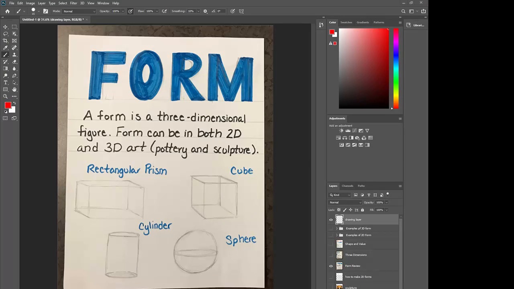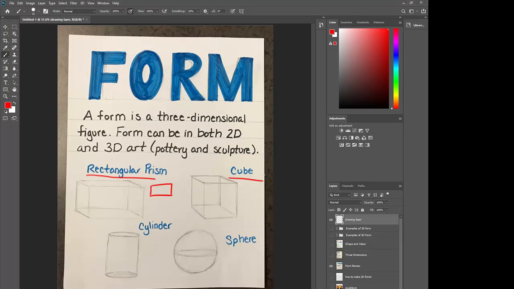Okay? So as you can see in the examples, we have a rectangular prism, which looking at the name alone, you would think, oh, that must be based off of rectangle. And you're right, it is based off a rectangle. All right. A cube. That one is based off a square.